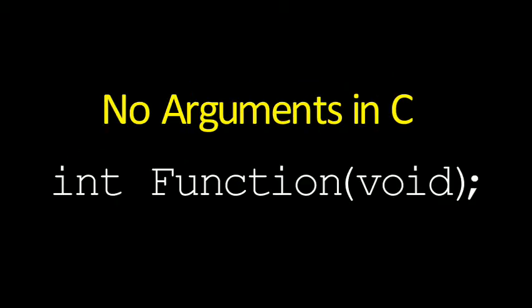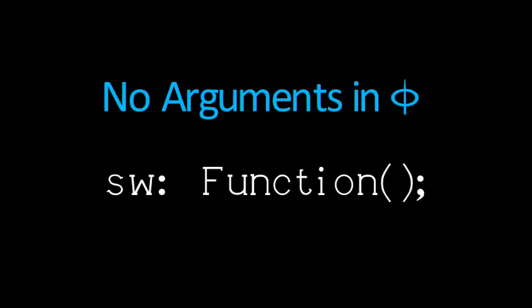If no arguments are permitted in the function call in C, then you must place the keyword void between the parentheses where the arguments would otherwise appear. In Phi, just the absence of any arguments means the same thing.